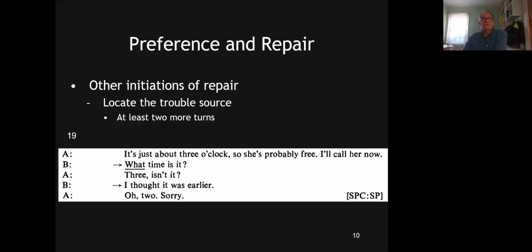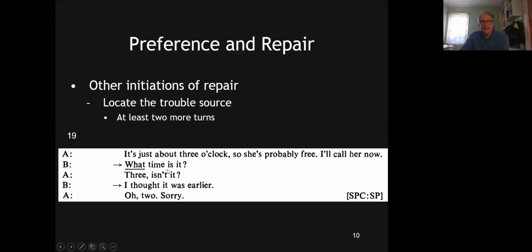Yeah. I mean, this is just an illustration of how the preference for self repair is supposed to work. So A says it's just about 3 o'clock, so she's probably free. I'll call her now. What time is it? 3, isn't it? I thought it was earlier. Oh, 2, sorry. So you see that there's a trouble source produced in the very first line, 3 o'clock.